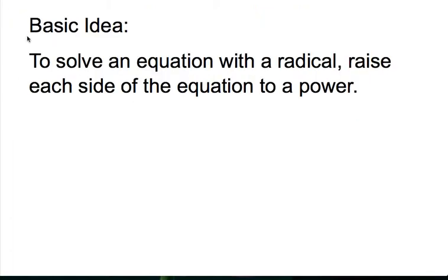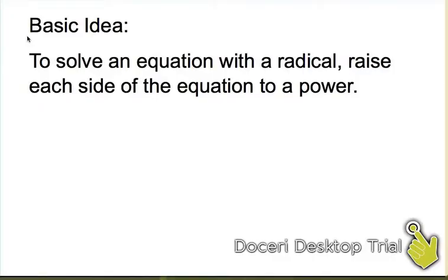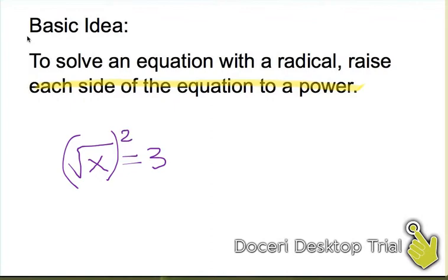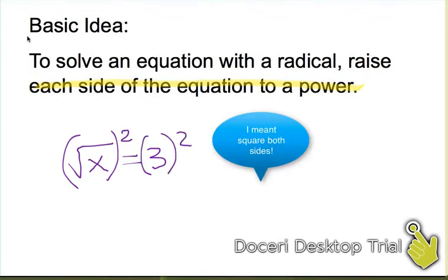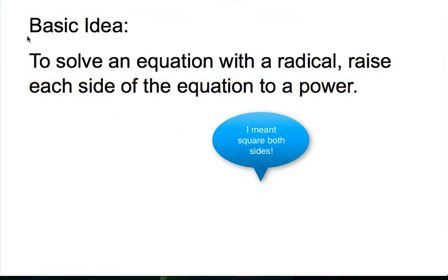The basic idea here, when you have an equation with a radical and how to solve that, is that you need to raise each side of the equation to a power. So how that would effectively look is, if I had on one side the square root of x and on the other side I had 3, I can take the square root of both sides. Okay, and so let me give you an example of how that looks.